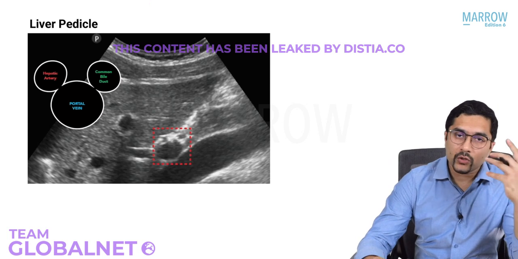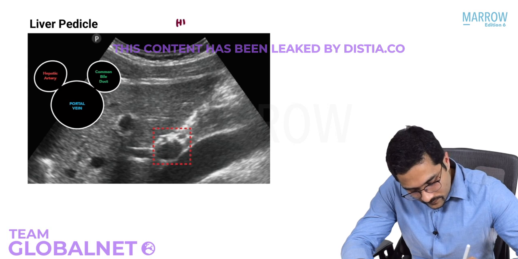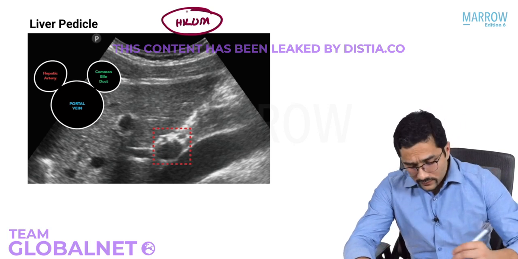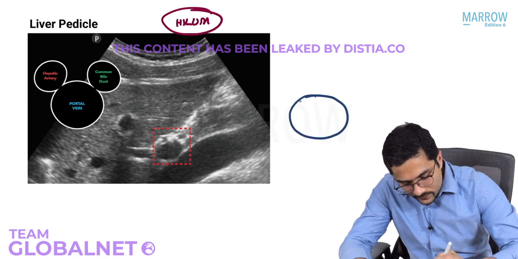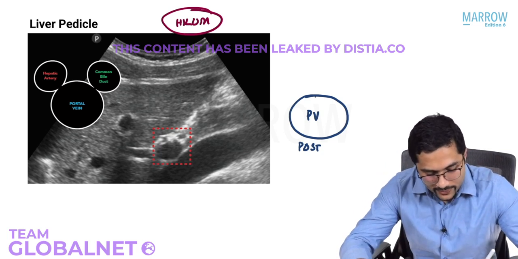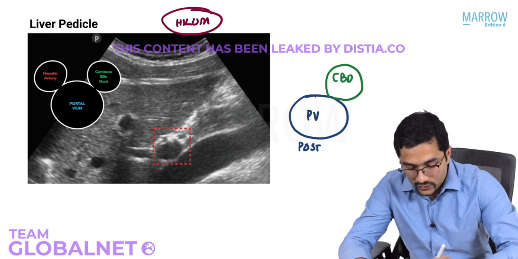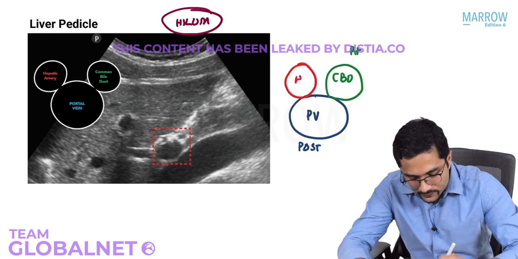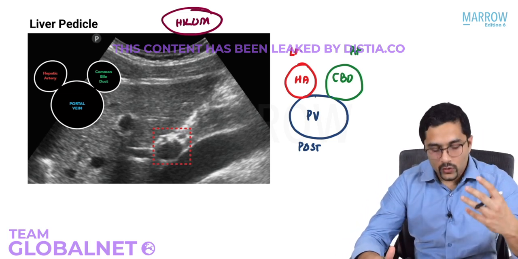Now, another thing which I want you to know in the anatomy is the liver pedicle. So at the hilum of the liver, you have the liver pedicle, and the liver pedicle is formed by 3 structures. The 3 structures being the portal vein. Portal vein is posterior. You have the common bile duct. Common bile duct is dextral, CBD, D for dextral, that means it's on the right, and the hepatic artery is on the left. This is hepatic artery, this is on the left, and this forms the Mickey Mouse sign when you see it on a duplex.